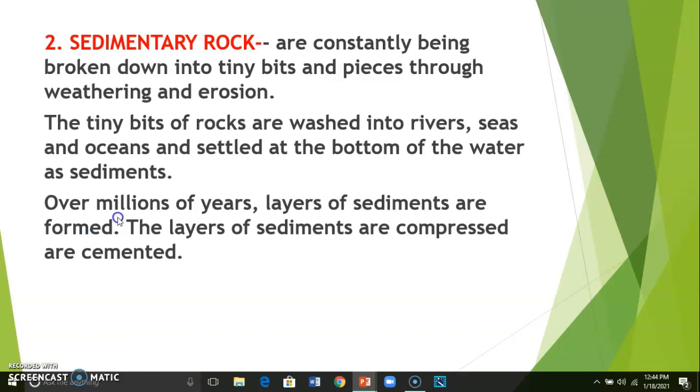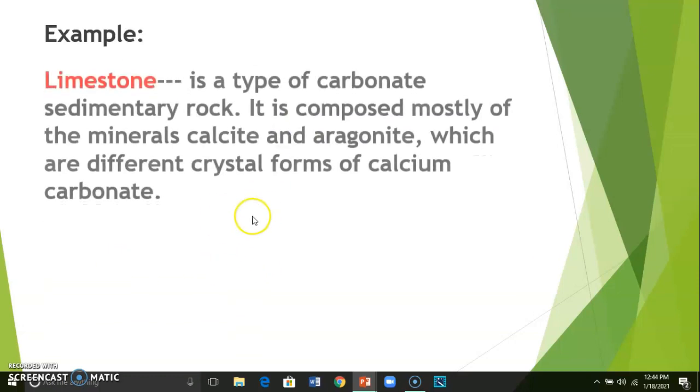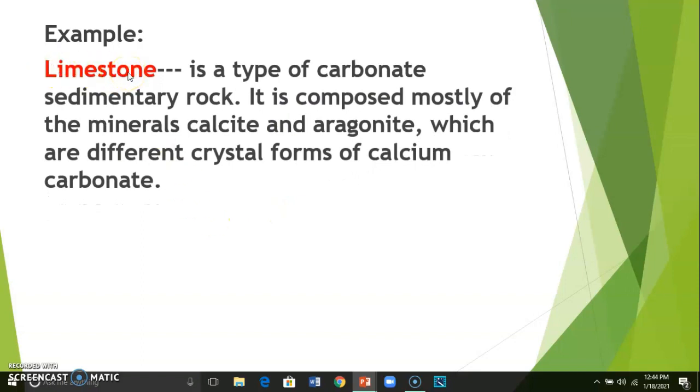So, sediments will be formed over a million years. So, the layers of sediments are compressed and cemented. So, for example, limestone. Okay, we will read it together. Limestone is a type of carbonate sedimentary rock. It is composed mostly of the minerals calcite and aragonite, which are different crystal forms of calcium carbonate.